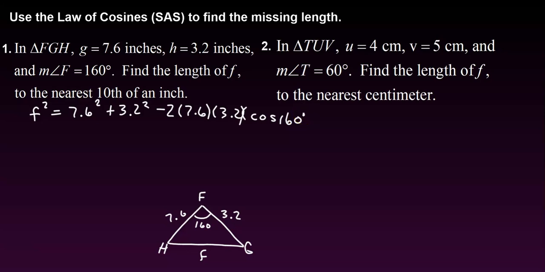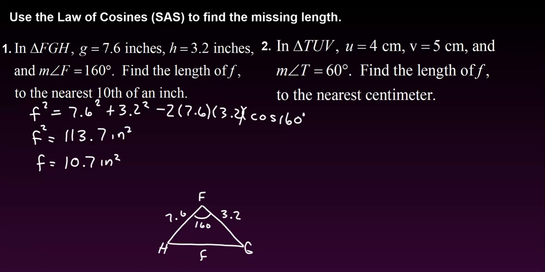Now, for the most part, this is calculator work. We can stick all this in our calculator, just like you see it, and we'll have F squared is equal to 113.7 inches squared. We can then take the square root of both sides so that we get F equals 10.7 inches.